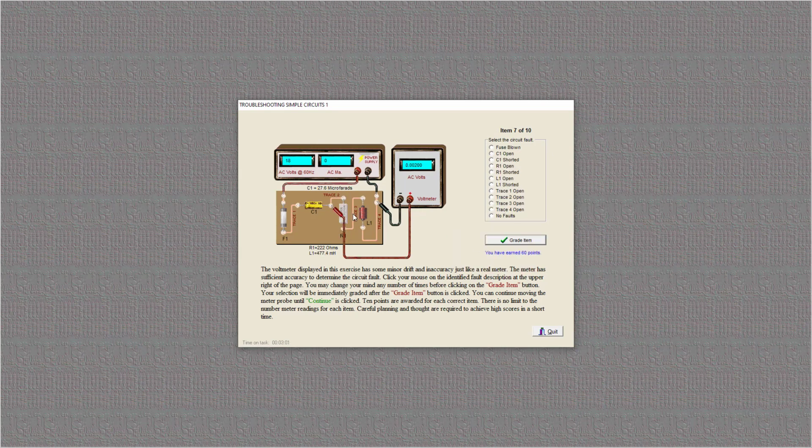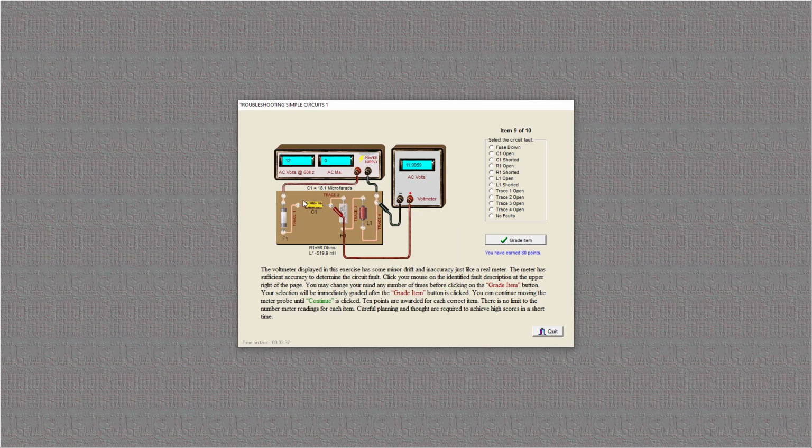Good. Divide and conquer. 0. No current. Okay. No voltage. No voltage. Voltage. So our trace 1. We have voltage on one side, nothing on the other. That should be our trace 1 open. Good. Alright, again, no current, no voltage. We have voltage, no voltage. It's open. C1 is open.